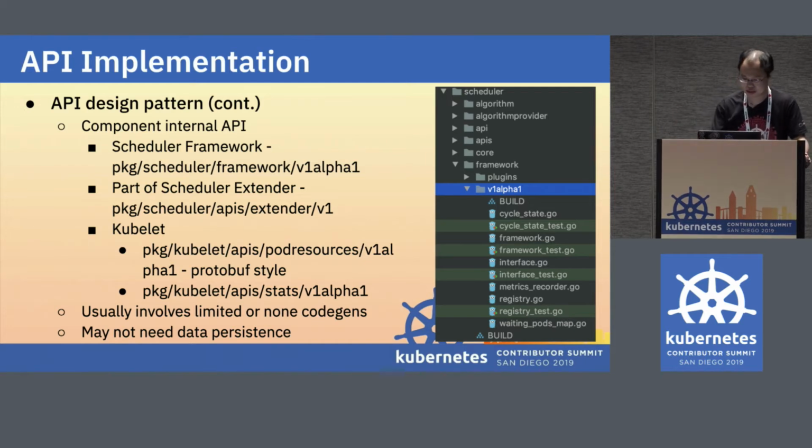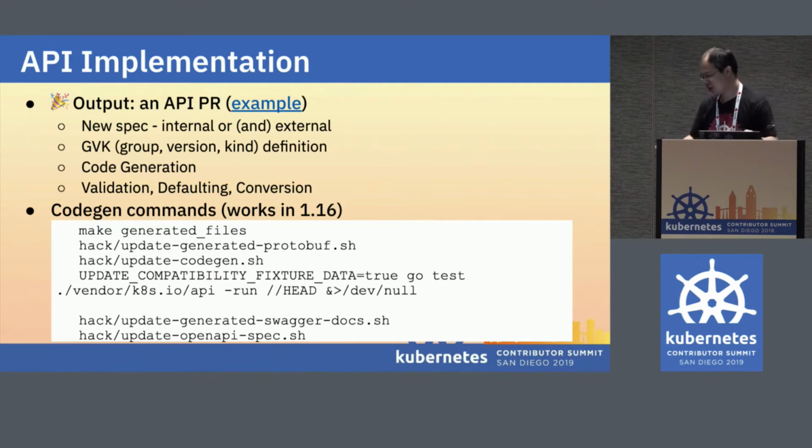So here are the API patterns I wanted to introduce, because only by knowing these patterns can you put your KEP implementation, your API implementation, into the proper category. Sometimes it's a combination of different categories, but you had better know what we have right now. The output of this phase is that you have an API PR, you have new specs coming in, you have a new GVK defined, you have the generated code, and also validation, defaulting, conversion, etc.